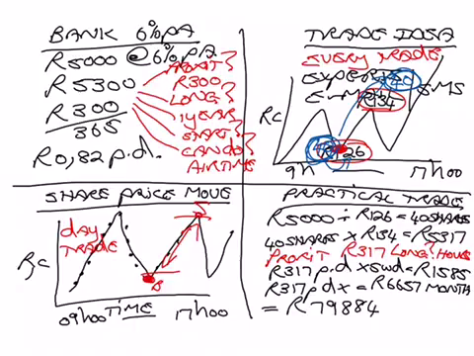Let me ask you something interesting here. I actually want you to make a choice for me here, Nathi. Do you want to put 5,000 Rand in the bank and make 300 Rand per annum? Or do you want to trade with 5,000 Rand and have the possibility of making 79,000 bucks for the year? Definitely. 79,884. Are you serious? Very serious. Definitely. There's nothing you can do with 300 Rand.